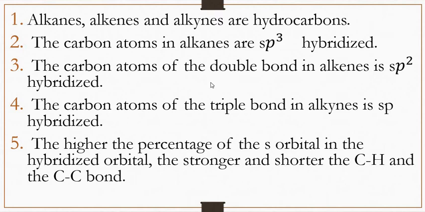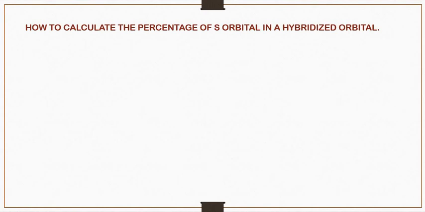Now with these points well clarified and, I believe, well understood, we'll go on and look at how to calculate the percentage of the s orbital in the hybridized orbital. First, we know that in alkanes the hybridized orbitals are formed when one s orbital and three p orbitals come together. So we are going to calculate the percentage of the s orbital in alkanes.